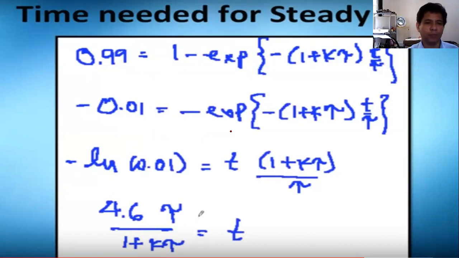Then you take the ln of both sides of the equation, so that you only have this one. So this is the equation. ln 0.01 is simply 4.6, you can use your calculator. Then transpose tau, and then transpose 1 plus K tau. So this is the equation for first order: t is equal to 4.6 times tau over (1 plus the reaction constant K times tau). That's how simple the CSTR startup time is.